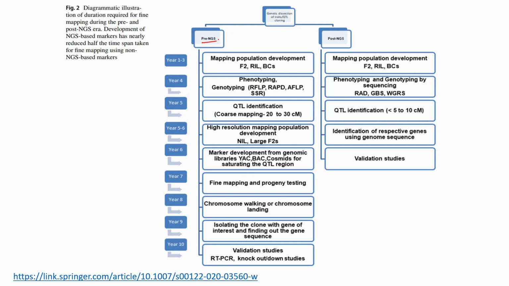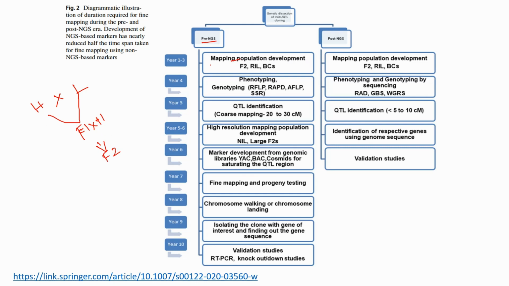In the pre-NGS era, you usually develop a mapping population. A mapping population is nothing but, you have a high yielding plant and a low yielding plant. If you cross these two plants, you get F1. And if you cross F1 with F1, you get F2. I will explain this cross in future slides.